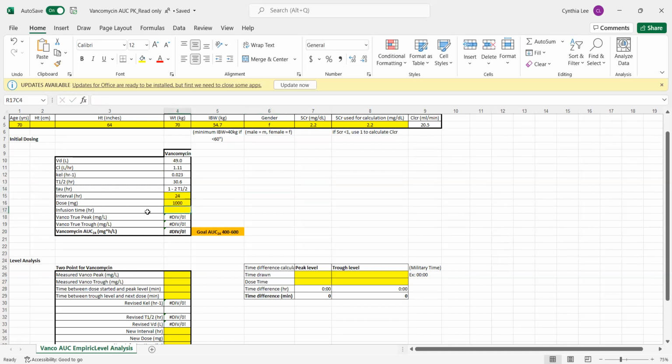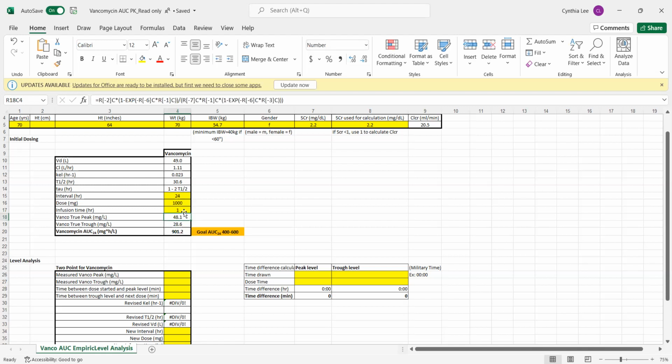Infusion time depends on your dose. In general, you should not go over 1,000 milligrams each hour. So in this case, it's 1,000 milligrams, right? So at least you have to infuse it over 1 hour. If it's 2,000, you should infuse it over at least 2 hours. So we put one in there.